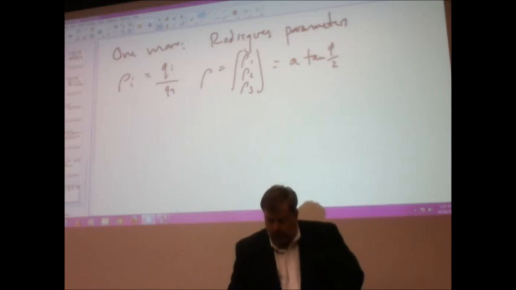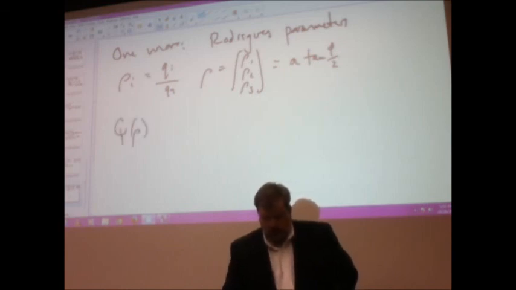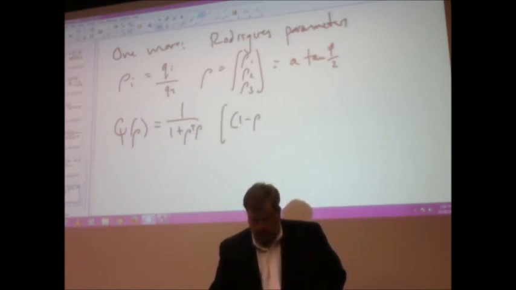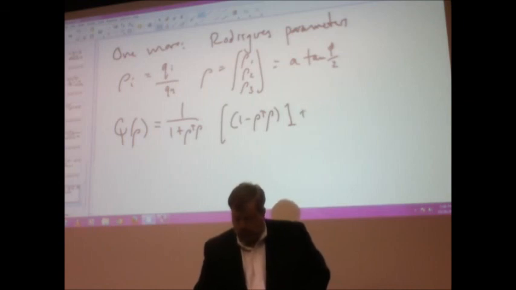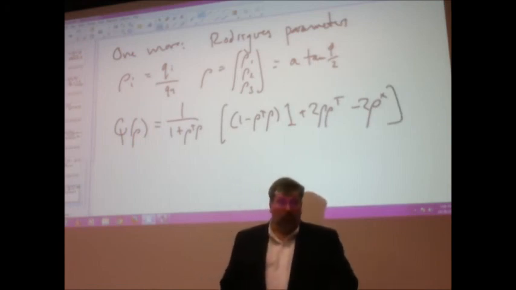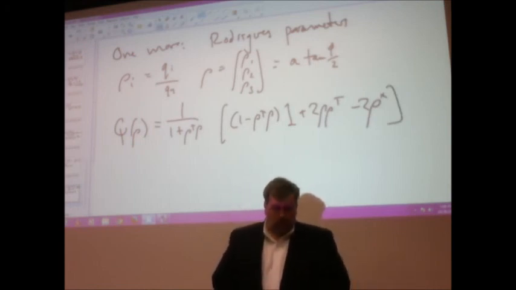But just for completeness, I'm going to write down the direction cosine matrix in terms of the Rodriguez parameters. So big Q is a function of rho. It's this: 1 plus rho transpose rho times the quantity 1 minus rho transpose rho times the 3 by 3 identity plus 2 rho transpose minus 2 rho cross. And that's very similar to the direction cosine matrix as a function of little q, the quaternion.